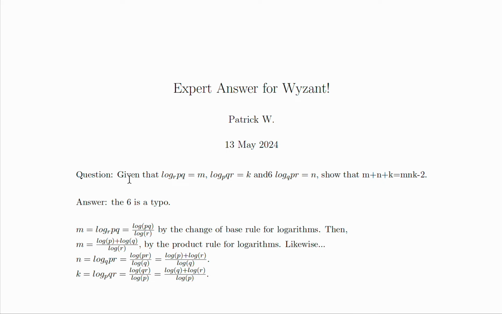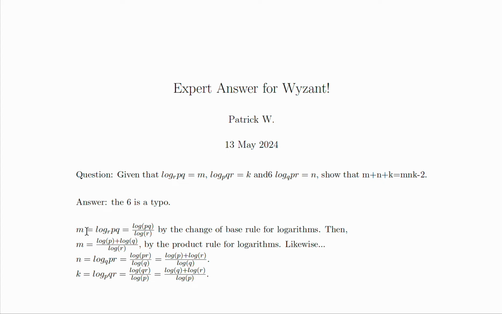So here's the question. Given that log base r of pq equals m, the log base p of qr equals k, and it says n6, but the 6 is a typo because when we leave it out, the solution works. So log base q of pr equals n. Show that m plus n plus k equals m times n times k minus 2.